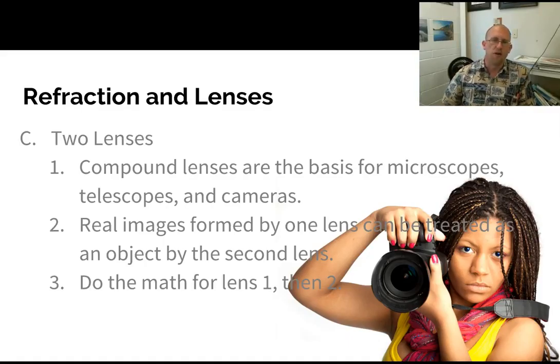Okay, when you are doing lens problems with compound lenses, then what you need to keep in mind is that the object creates an image after the first lens, and then the second lens sees that image as the object. So you're just basically doing lens math twice. Do it once to create the first image, and then use that image as the object for the second lens, and see what happens to it after that. Okay, so do the math for lens 1 and then for lens 2.